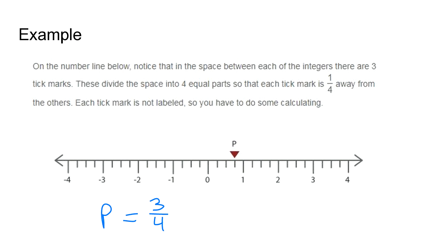All right, so we have one tick mark, two tick marks, three tick marks, but there were four total. So this is 3 out of 4. This would be 2 out of 4. This would be 1 out of 4. Very good. What if I had a point right here? Point Q. Fractions are friends. Very good, Juan. 3 1/2.